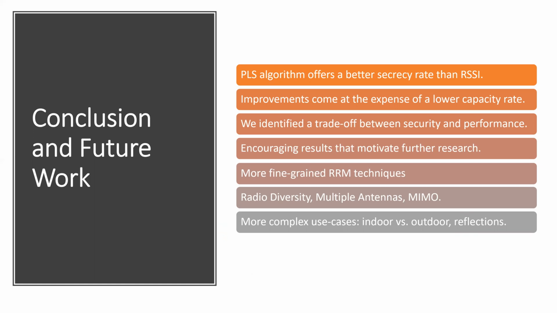And this is quite encouraging because it means that there's a lot more work we can do to improve the performance and keep the secrecy rate, or improve it. We have certain directions we can look into. Most likely, we'll be looking into techniques related to fine-grained radio resource management, radio diversity, using multiple antennas, and MIMO techniques. But we would also like to look into much more complex use cases: indoor versus outdoor, what happens in the case of reflections, and other problems in the future.